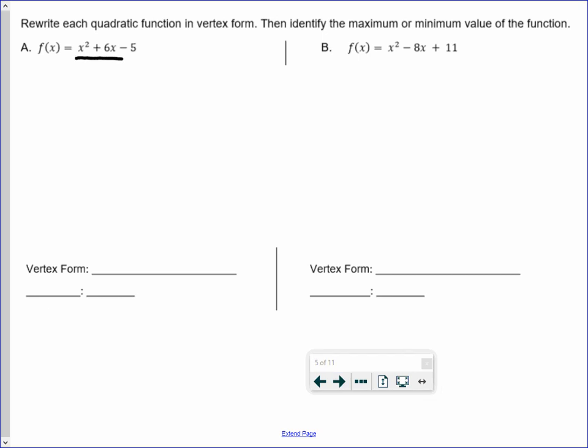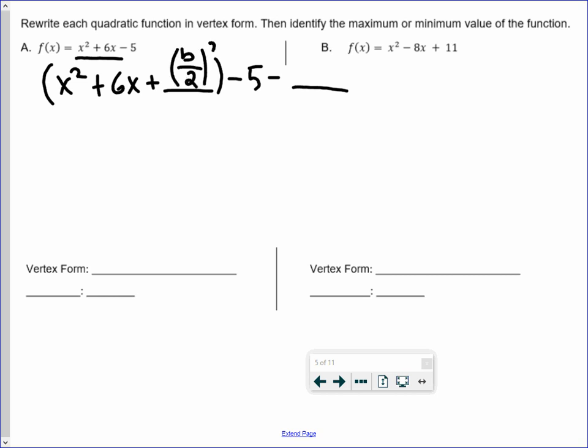So we have x squared plus 6x minus 5. We're going to isolate the x squared and the 6x together in parentheses, but we're also going to add a third term that we do not know yet. It's going to be a blank, minus 5, and we're going to minus a blank. From here, this blank is going to be b divided by 2 squared. And what we add into the parentheses, we have to subtract outside of it as well.